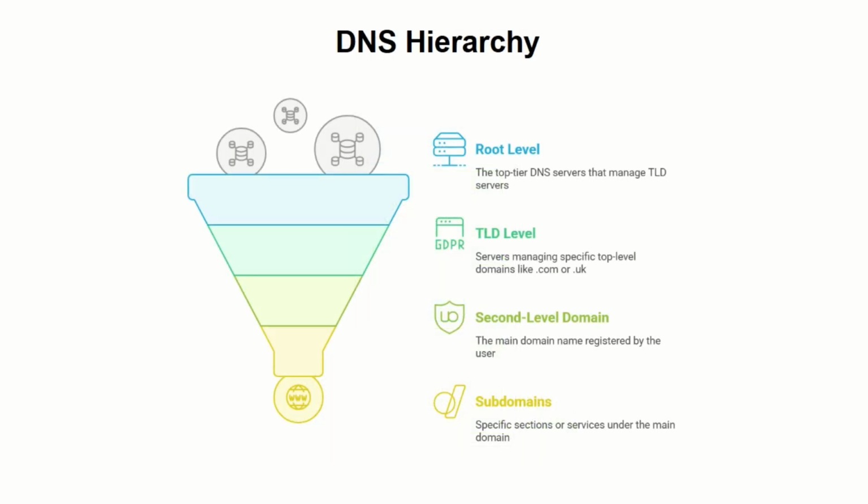So let's see the hierarchy of DNS. It contains the root level, the top-tier DNS servers that manage TLD servers, and TLD-level servers managing specific top-level domains like .com or .uk. Then the second-level domain, the main domain name registered by the user. Then subdomains, which are a part of the domain.